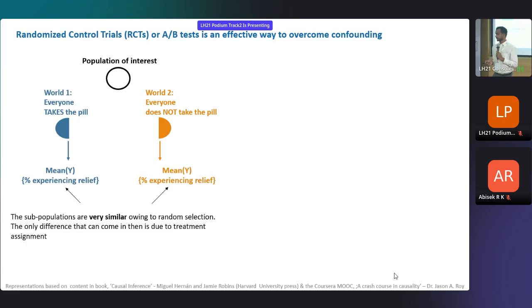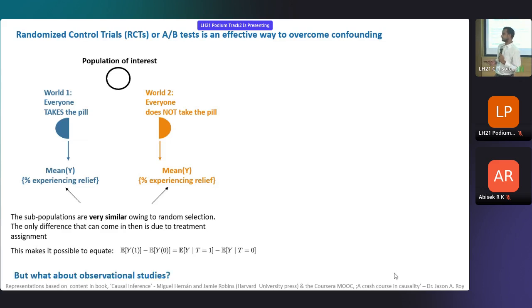We can then look at the difference in the outcomes of the subpopulations. Since these subpopulations are randomly selected, the only thing that could be different between them is the treatment effect. This makes it possible to equate the difference in expectations to the difference in conditional expectations. But it's not always easy to carry out RCTs. RCTs are also experimental studies, but what about observational data?